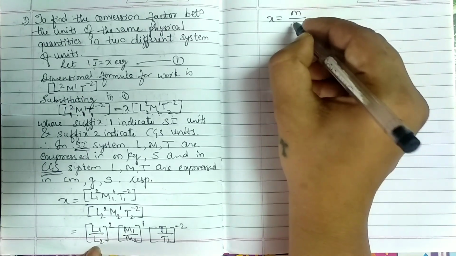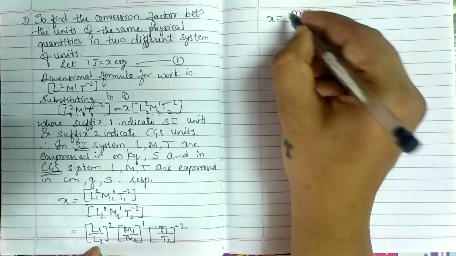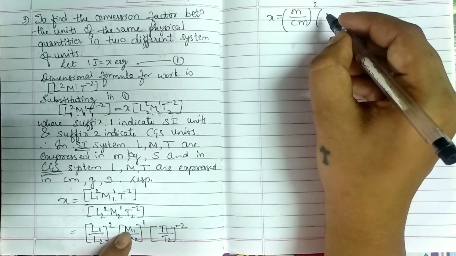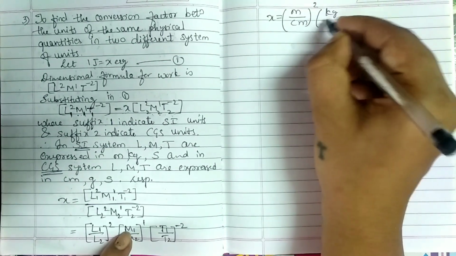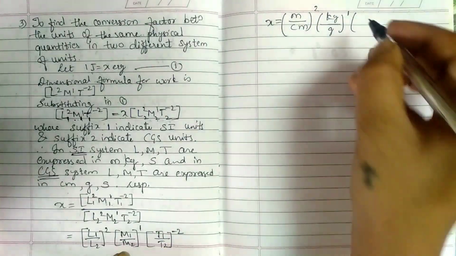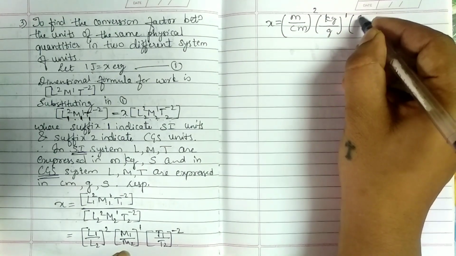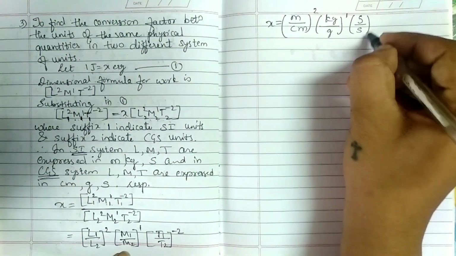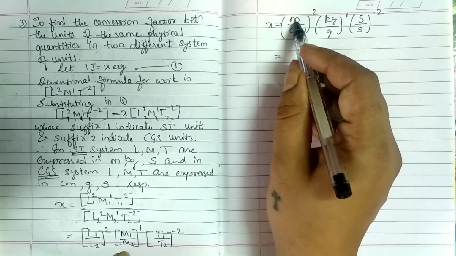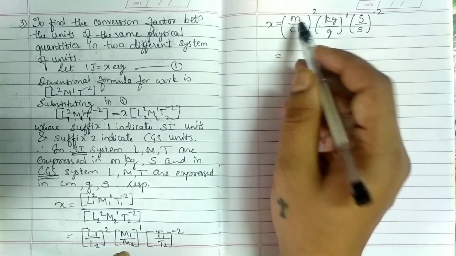So in CGS it is centimeter. And if you proceed for mass, mass in SI is kg, mass in CGS is gram. If you take time, it is in terms of second in both systems. So if you solve, meter to be converted into centimeter, 1 meter equals 100 centimeter.